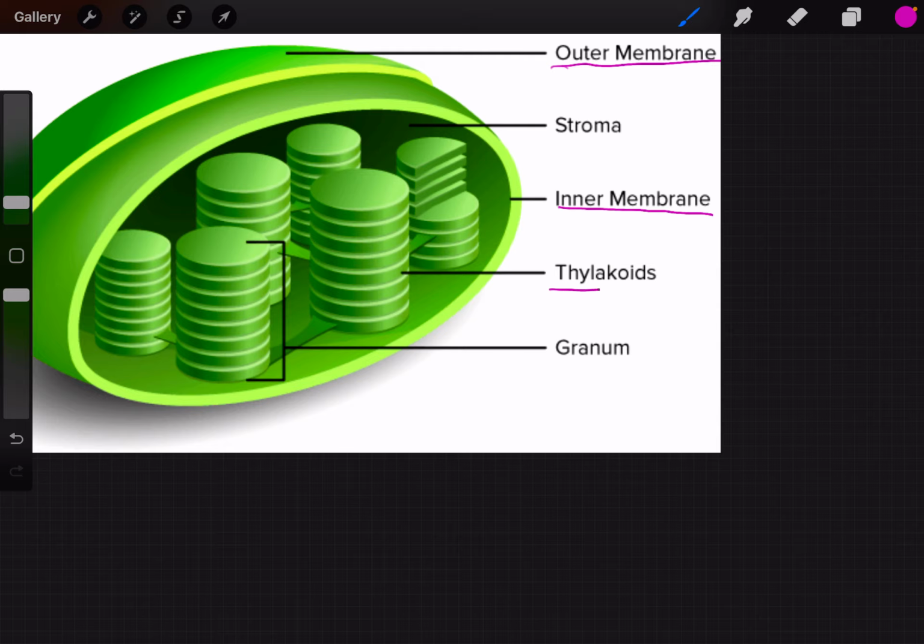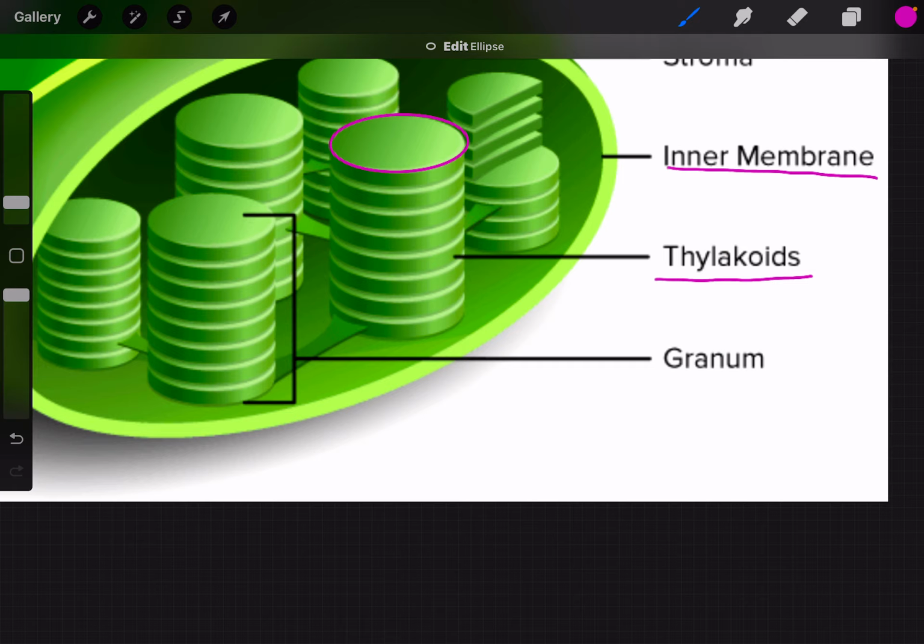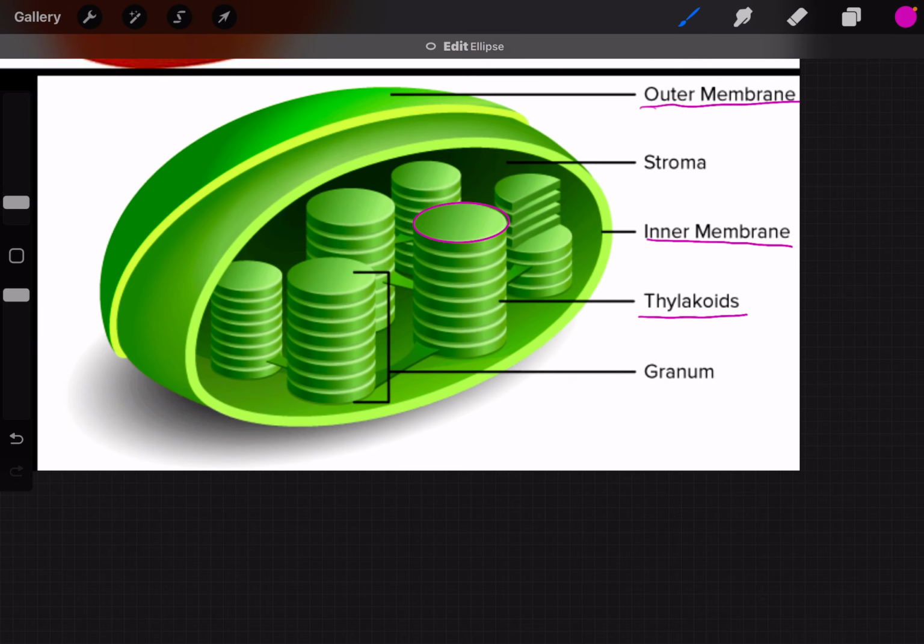The thylakoid is one of these circles. I like to call them cookies. They're sacs that are used to turn light energy into food or sugars.